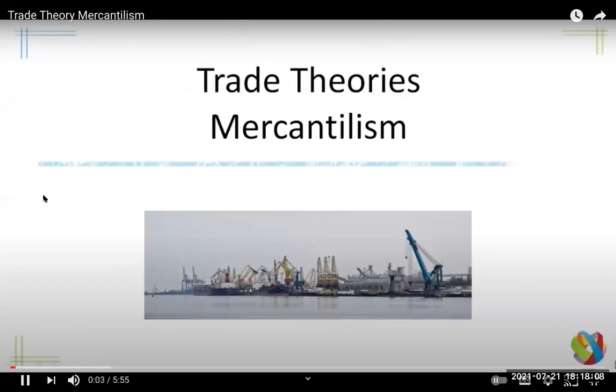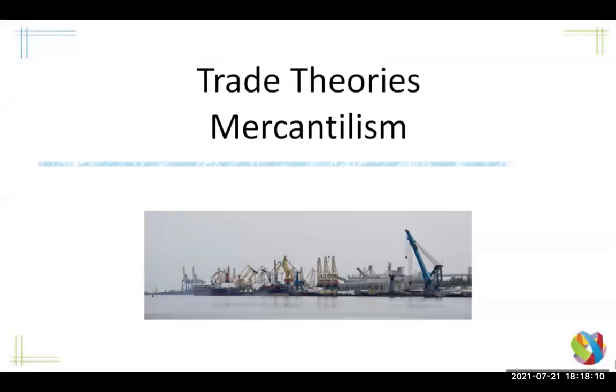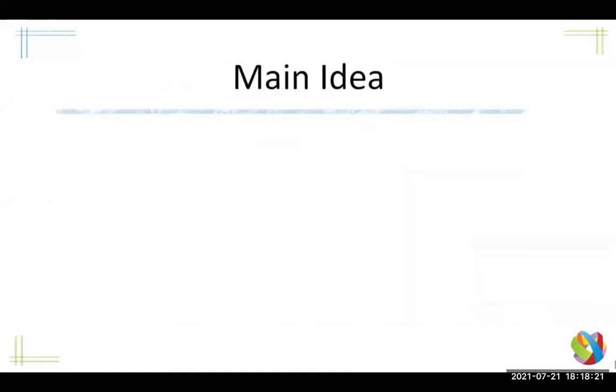Hello, and welcome to this series of short videos looking at trade theories. We'll start with mercantilism, as it's the oldest trade theory. Okay, so what's the main idea? Well, back in the 1500s and 1600s, people equated wealth with gold and silver. Well, that was the currency at the time, so you can understand why they did that.